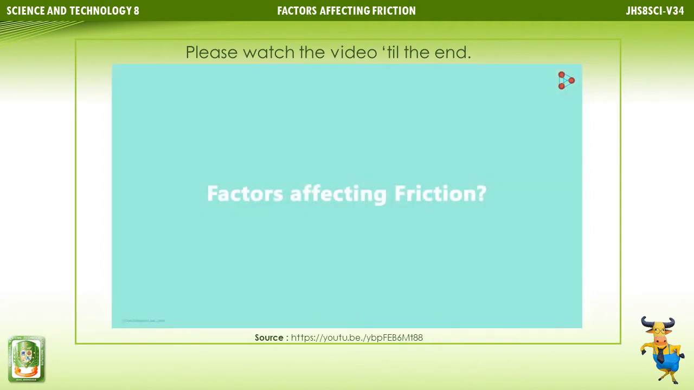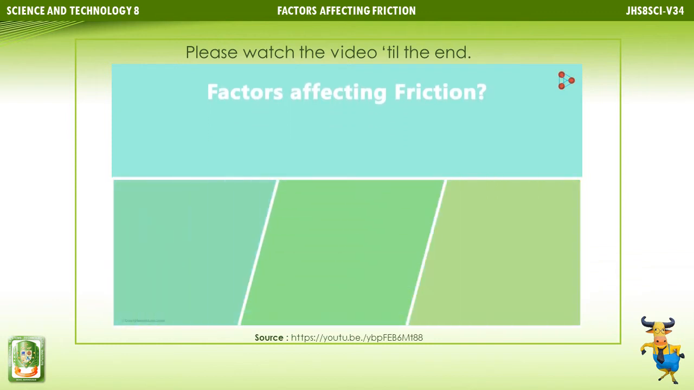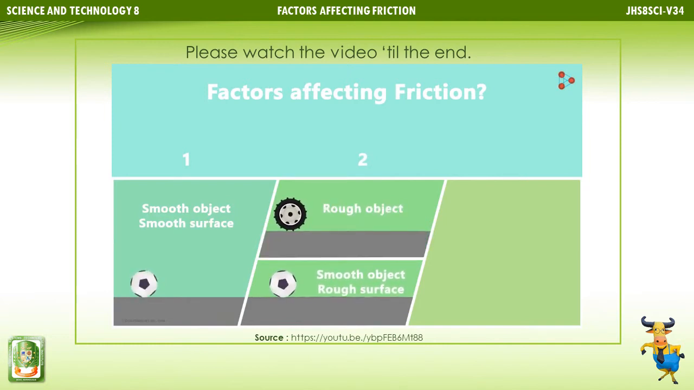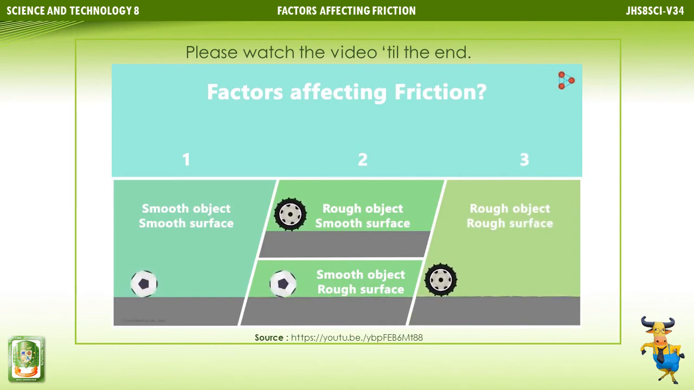What are the factors that affect the friction? Let me give you 3 situations and then you tell me what it depends on. The first situation is when an object with a smooth surface is moving on a surface which is very smooth. Second, in which the object has a smooth surface and the surface on which it moves is rough. Or the object has a rough surface and the surface on which it moves is smooth. And in the third case, the surface of the object as well as the surface of the table is rough. In which situation do you think will the force of friction be the highest?